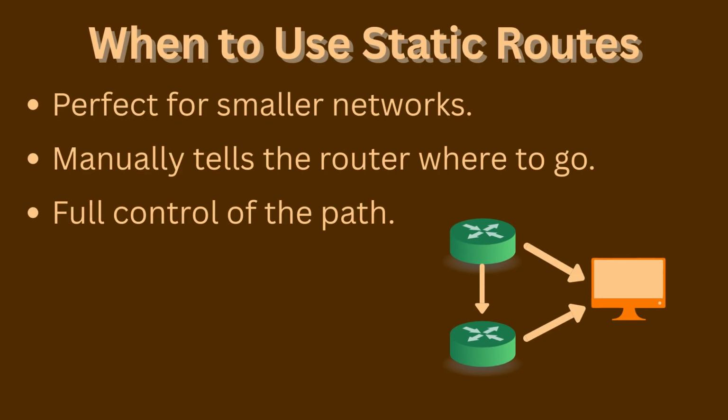When are static routes useful? Static routes work best in smaller, more predictable networks where you want full control over the router's decision making. By configuring static routes, you can tell the router exactly where to send traffic. No guessing, no overhead. They're simple, reliable, and less resource intensive compared to dynamic routing. This makes them a great choice for branch offices, lab environments, or networks where the path is unlikely to change.